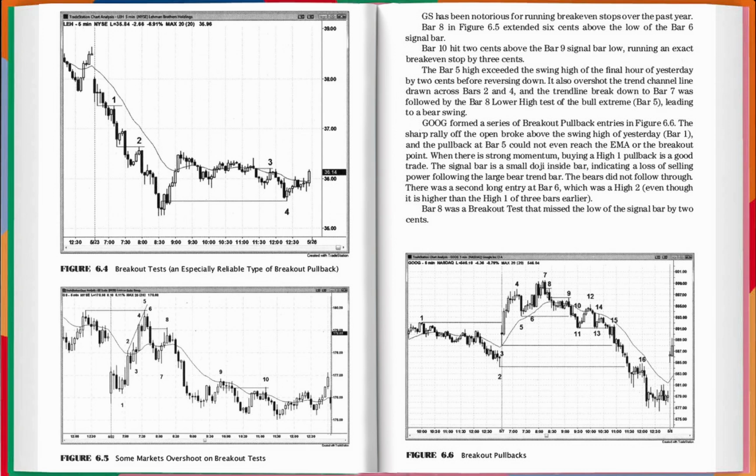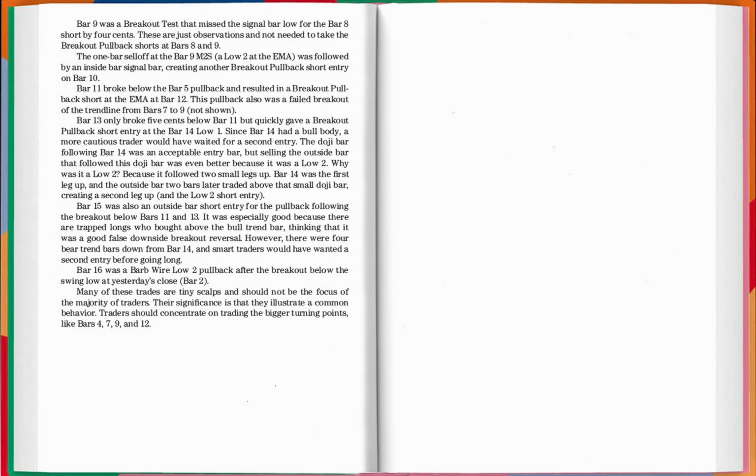Bar 8 was a breakout test that missed the low of the signal bar by 2 cents. Bar 9 was a breakout test that missed the signal bar low for the bar 8 short by 4 cents. These are just observations and not needed to take the breakout pullback shorts at bars 8 and 9. The 1 bar sell-off at the bar 9 M2S, a low 2 at the EMA, was followed by an inside bar signal bar, creating another breakout pullback short entry on bar 10.